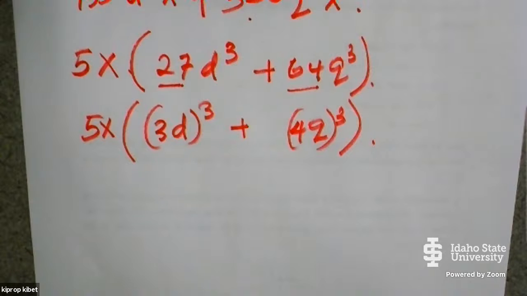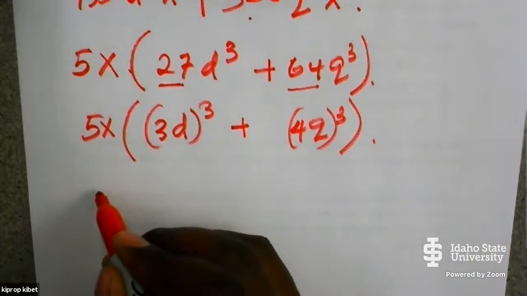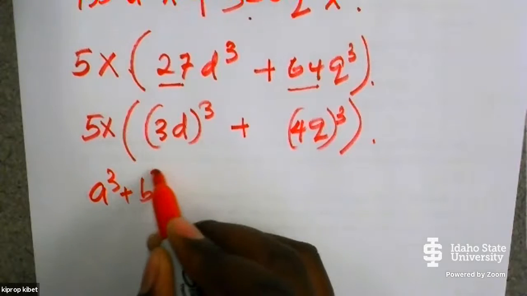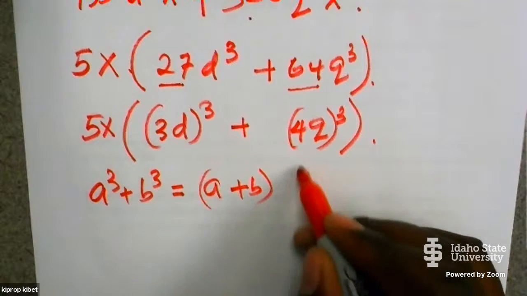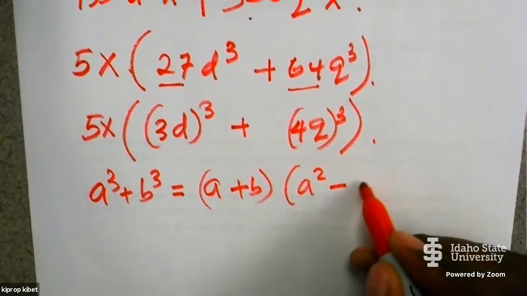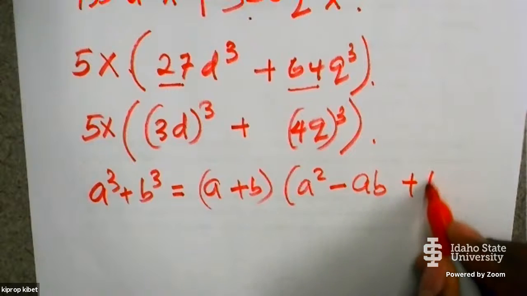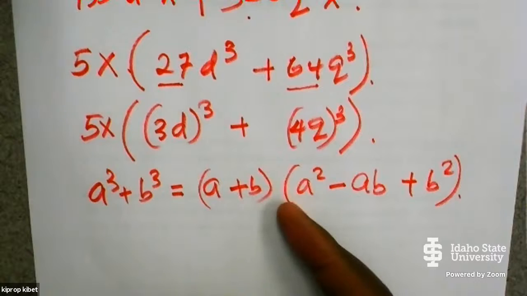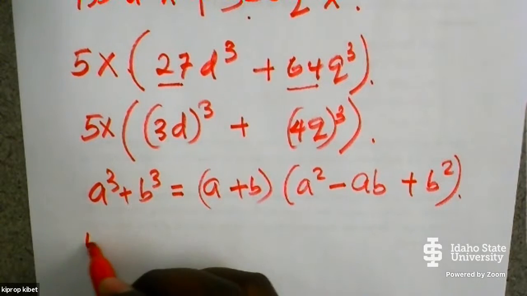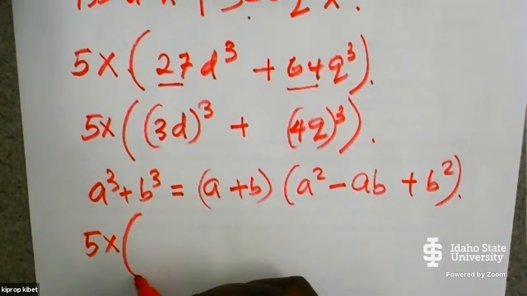So this is like A, and this one is like B. So this is like A, this is like B. So you remember this: A cube plus B cube equals A plus B, A square minus AB plus B square, right? So using this pattern, 5x is still outside.